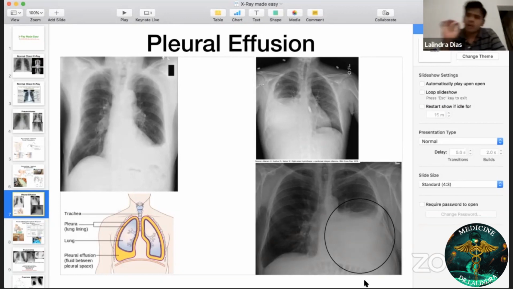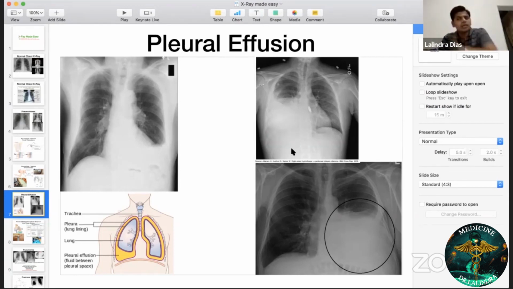So remember, the smallest pleural effusion will only have obliteration of the costophrenic angle. It's a uniform white color opacity. Everywhere it's white. At the beginning it will just block the costophrenic angle and you will get this meniscus sign. So remember these features in a pleural effusion.